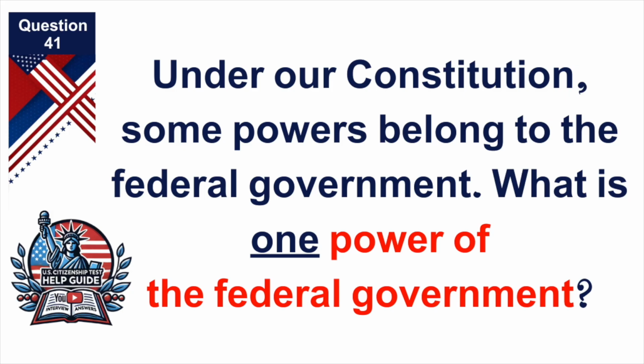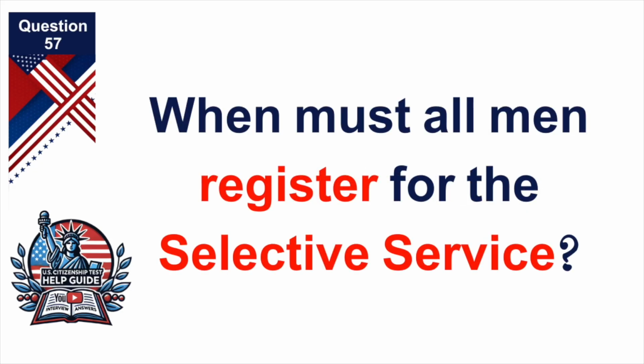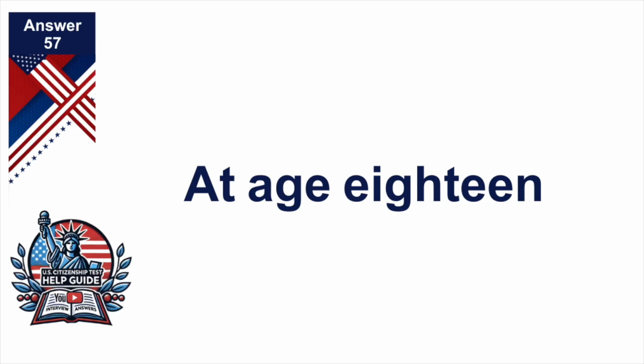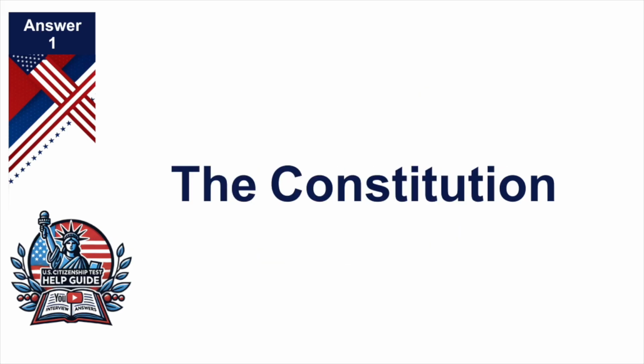Under our Constitution, some powers belong to the federal government. What is one power of the federal government? To print money. When must all men register for the Selective Service? At age 18. What is the supreme law of the land? The Constitution.